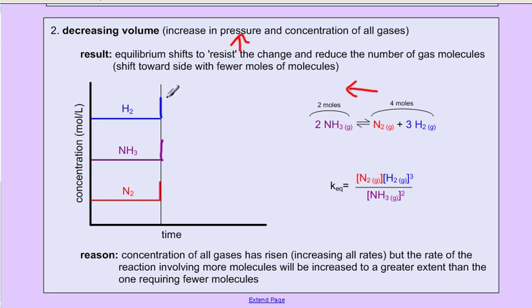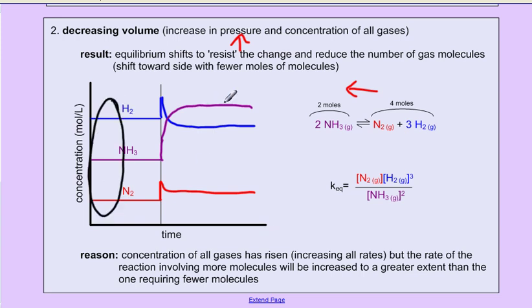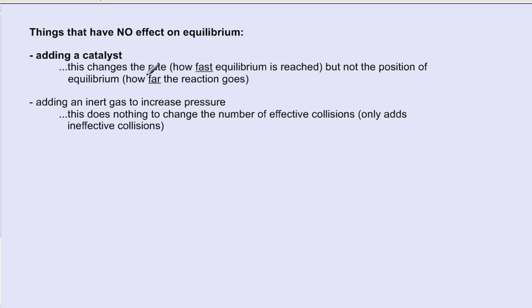So if we shift away, we've got a decrease in hydrogen concentration, a decrease in nitrogen concentration, and an increase in ammonia concentration. Okay, something like that. And again, the K value before and the K value after are the same because we haven't done anything to the temperature. By increasing the pressure and the concentration, we do increase the rate of both the forward reaction and the reverse reaction, but the reverse reaction, that rate increases more than the forward reaction since it has more molecules that need to collide.